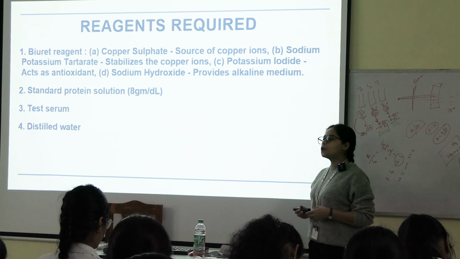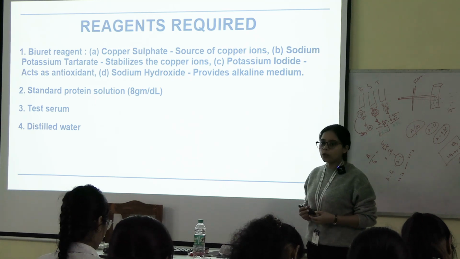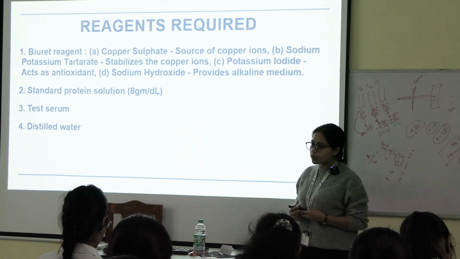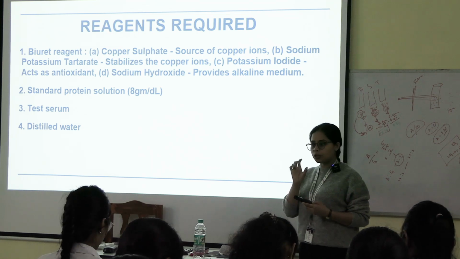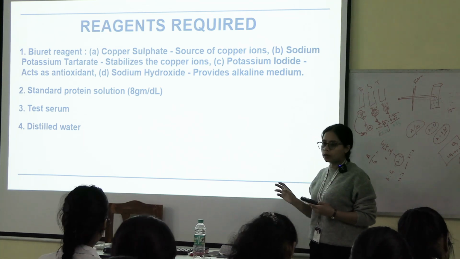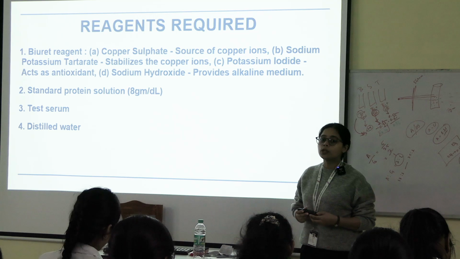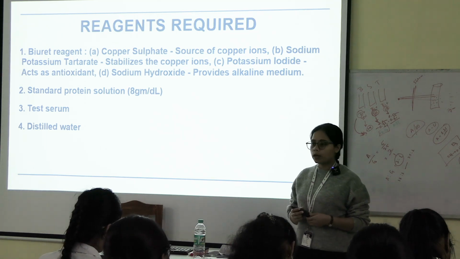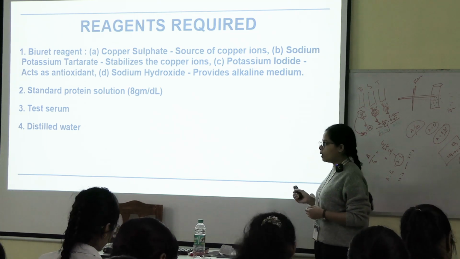So in certain other kits you can get 6 gram per dl as well. So it depends on the kit. Whatever you are using, whatever the standard is mentioned on the kit, you have to multiply with that. In glucose, how much did you multiply with? 100. Over here you will multiply with 8.